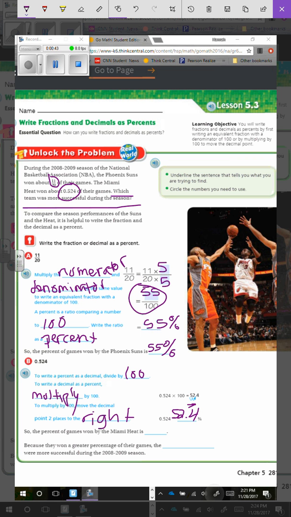So the percentage of games won by Miami Heat is 52.4%. Again, don't forget that label. Because they won a greater percentage of their games, which team was more successful? If we look over here, which one is greater, 55% or 52.4%? So 55% is higher, which means the Phoenix Suns were more successful during the 2008-2009 season.